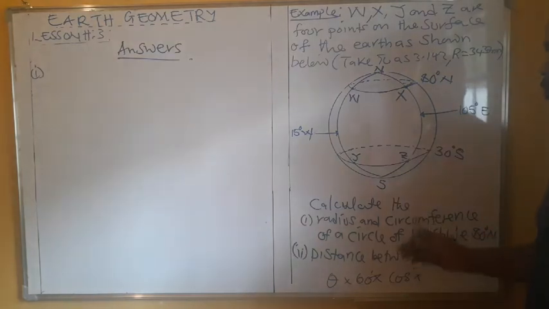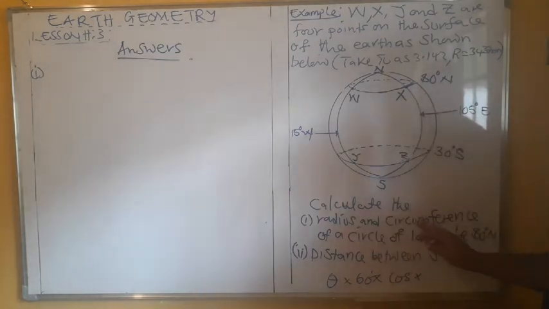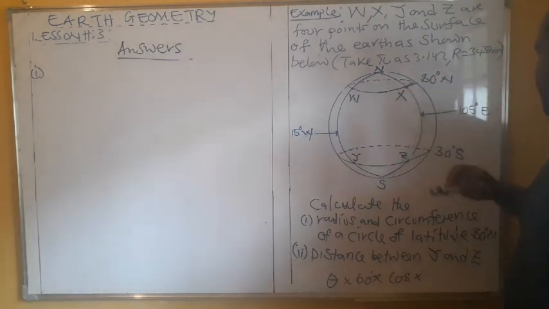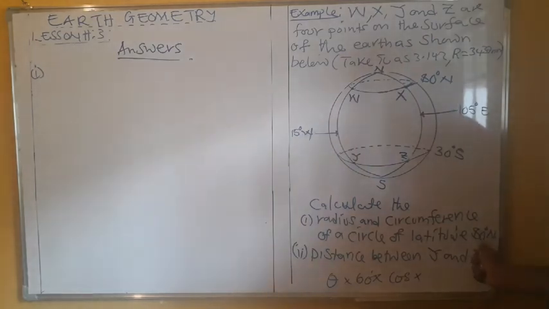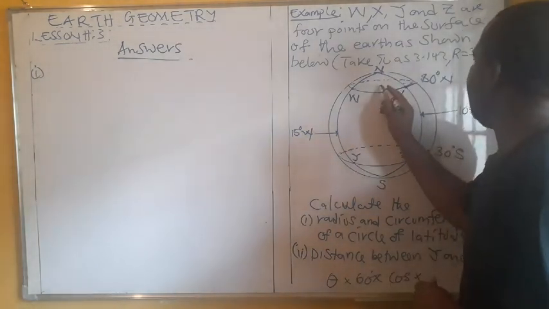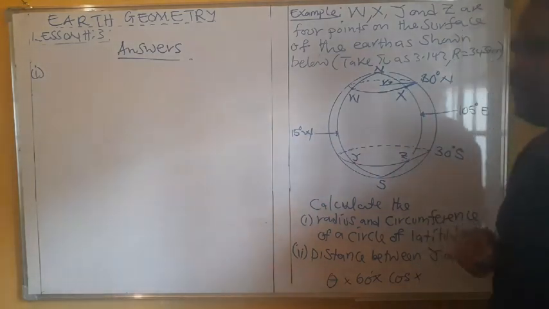Now, our interest is to first find the radius and the circumference of which circle? This circle. So can you calculate the radius and circumference of a circle of latitude 80 degrees north? So we're interested in this, not this one, because our angle here is 80 degrees north. What we mean by radius here, we want you to find the distance from the center here up to somewhere here. What is this radius?